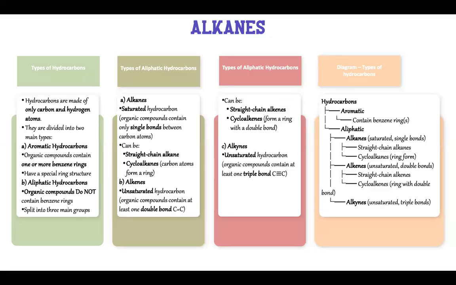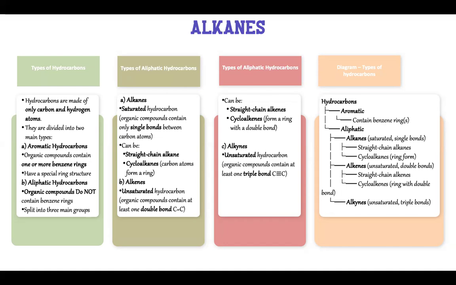Hydrocarbon. Hydrocarbons are made of only carbon and hydrogen atoms. They are divided into two main types. First, aromatic hydrocarbons, which are organic compounds that contain one or more benzene rings and have a special ring structure. Secondly, aliphatic hydrocarbons.